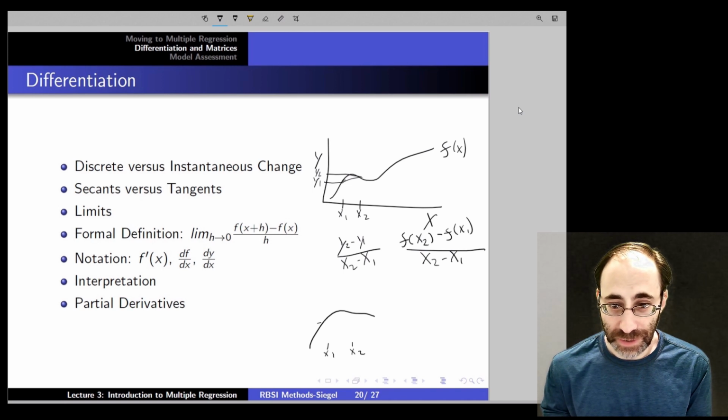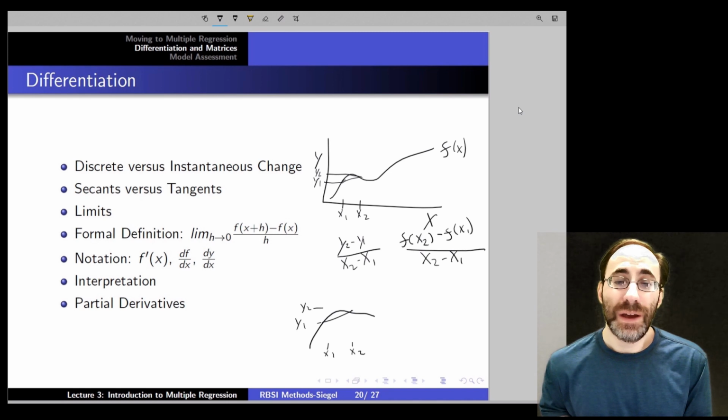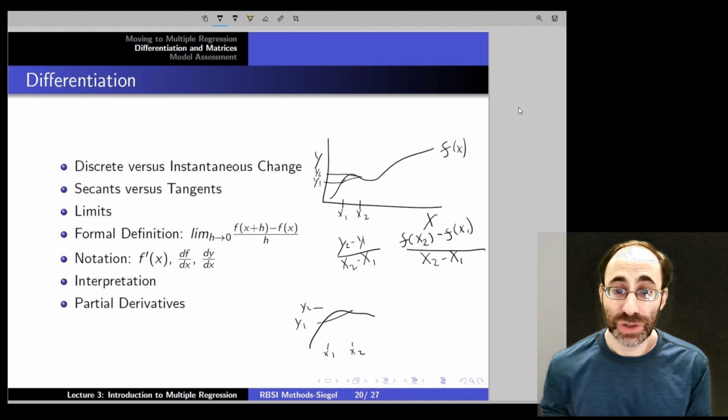And then here was your y1. And here was your y2. And that's a little higher than it should be. And the secant line looks like this. Okay. Now, what happens if I take x2 closer to x1?